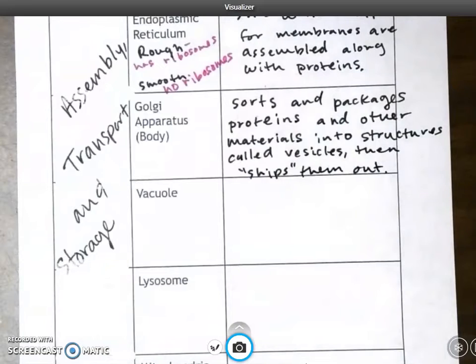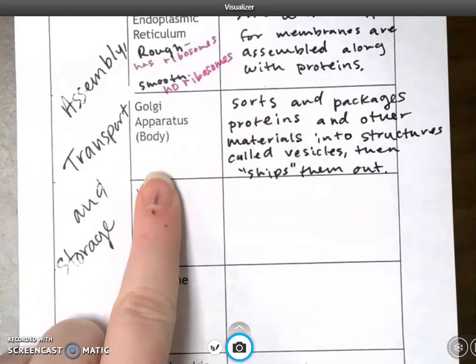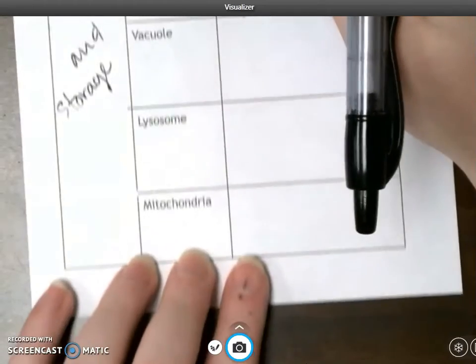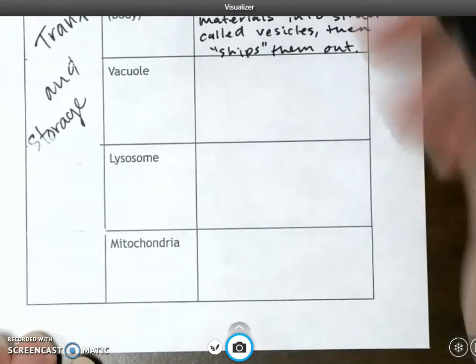So it's kind of like the post office. Okay, they get all kinds of packages and things in. All right, they package them up and they ship them out to different places around the world where they need to go. That's what the Golgi apparatus does. All right, it takes materials, packages them up, and then ships them out to other parts of the cell or to other cells, depending on where they are needed.